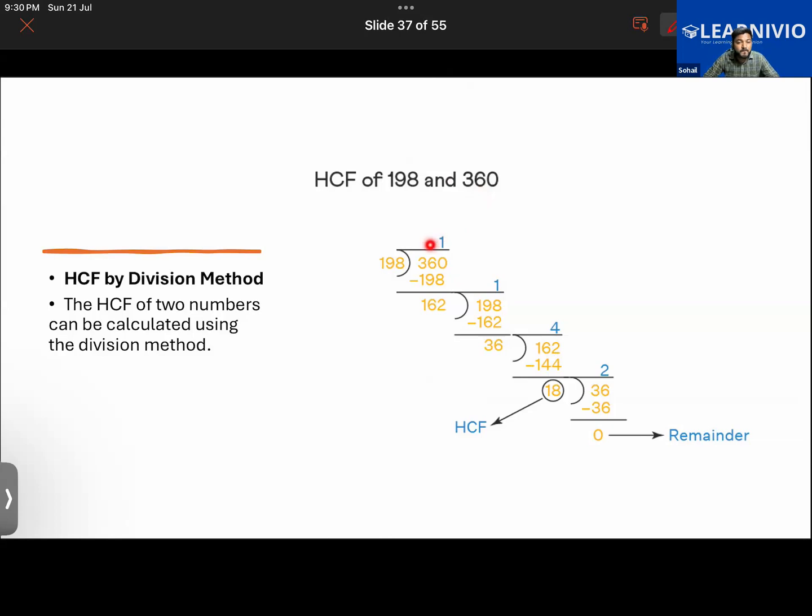Sir, just 1 minute to end the class. We can extend it to 1 or 2 minutes extra. No worries about that. Okay. So 198 ones are 198. We have taken a number smaller than 360 because 198 twos would be 396.